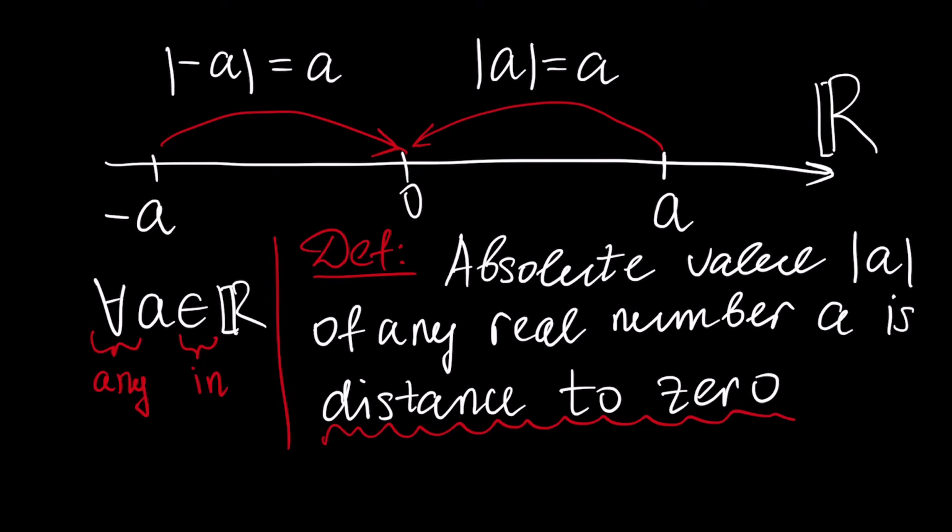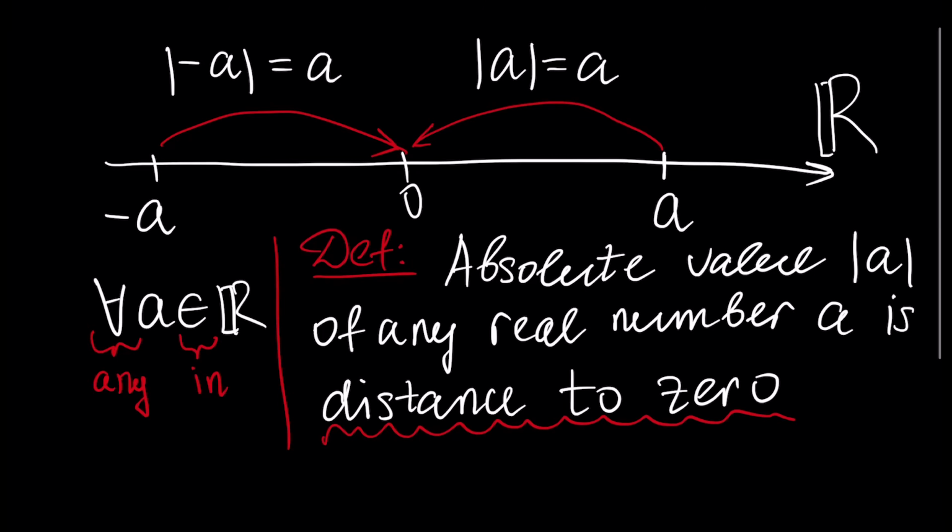So the absolute value of any number A is just the distance to zero. And that's why if we have here a positive number A, for example 5, the distance to zero will be 5. And if here is minus A, for example minus 5, then the distance to zero will again be 5. So without any confusion, absolute value is a distance, and this is always positive.